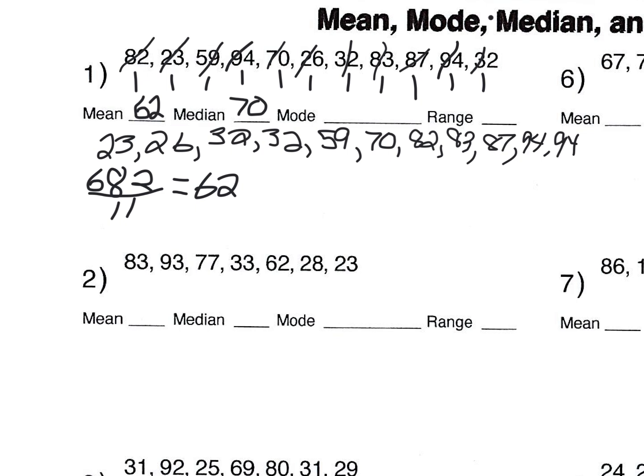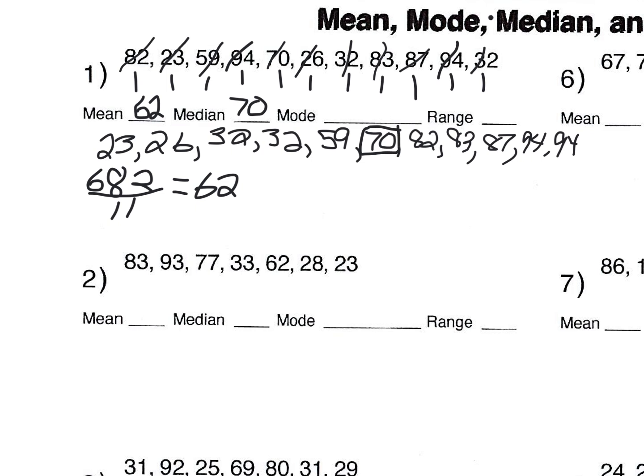So we're just finding the middle number. And if it helps you, just cross them out as you go. Makes it a little bit more difficult to do the other 2, mode and range, but you can cross them out as you go to find your median. So there is my median.